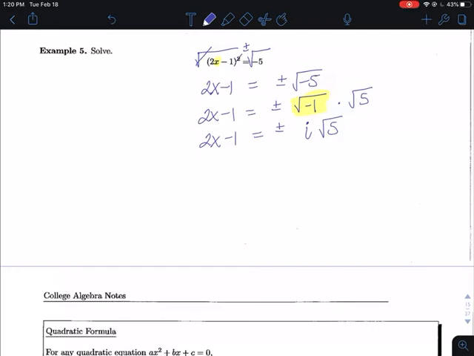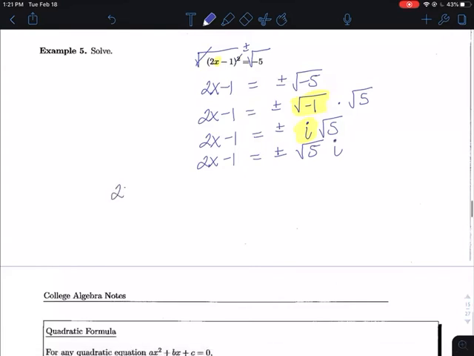So 2x minus 1 equals plus or minus i square root of 5. The correct way to write it is to put the i behind it, but I just wanted you to see that the square root of negative 1 actually equals i. So I have 2x minus 1 equals plus or minus the square root of 5i. The i is behind the square root, not underneath, but behind it.